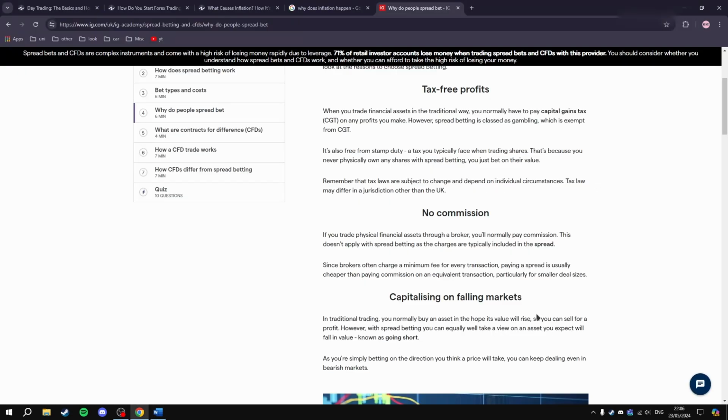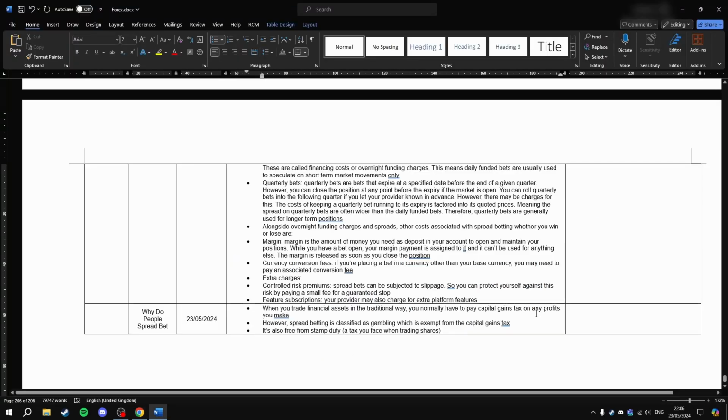That's because you never physically own any assets. With spread betting, you just bet on their value, as you never physically own the asset.